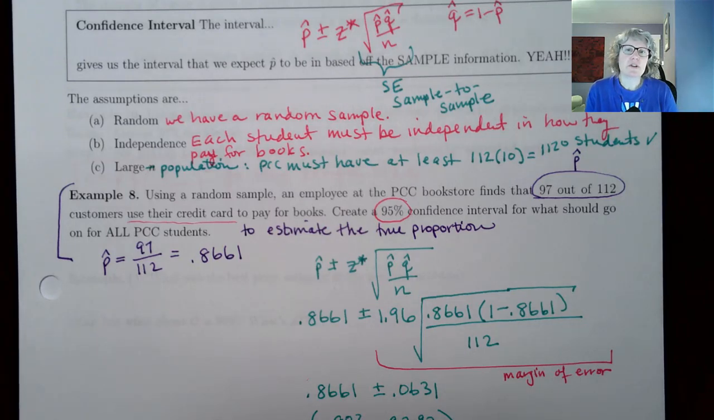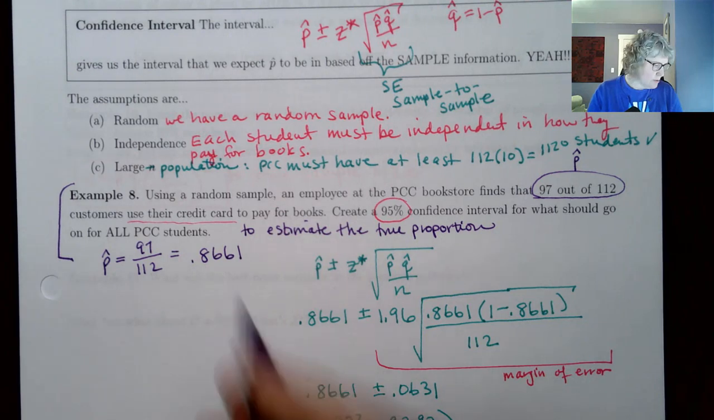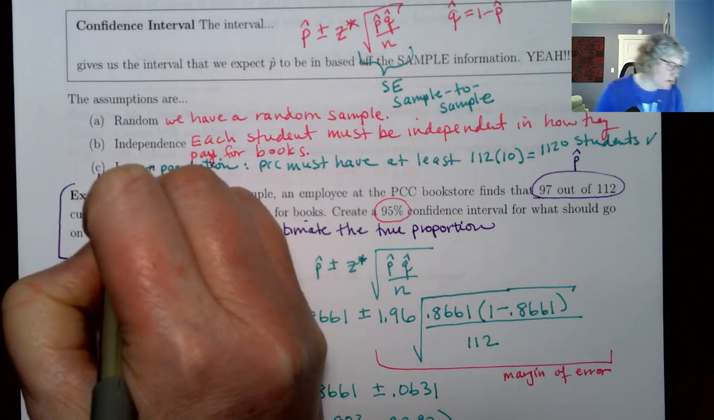You may have heard this one before as the 10% condition. So if you want to phrase it that way, that's okay as well. And then the last one that I'm going to write in here is success failure. So that's going to be D.